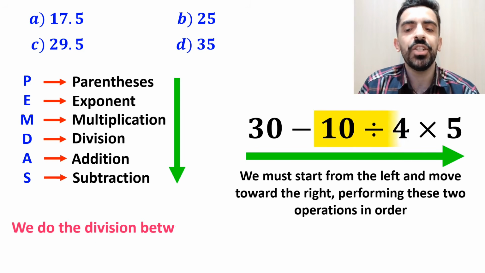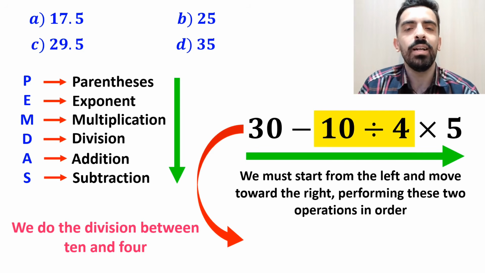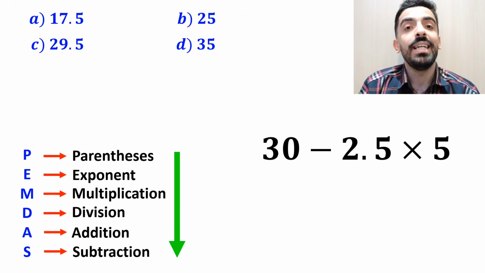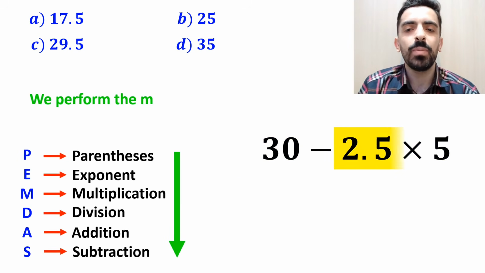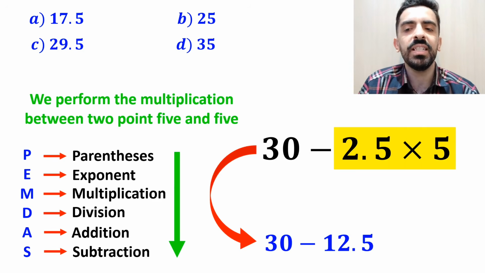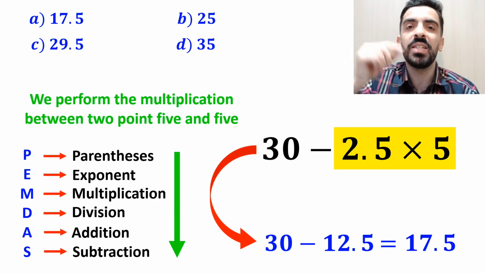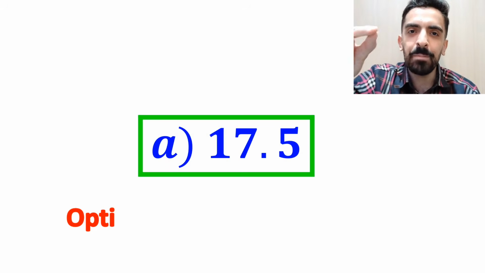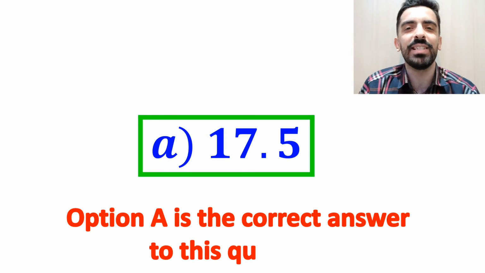So, first we do the division between 10 and 4, and this expression simplifies to 30 minus 2.5 multiplied by 5. In the final step, we perform the multiplication between 2.5 and 5, which simplifies this expression to 30 minus 12.5. And finally, the value of this expression will be 17.5. That's great. Option A is the correct answer to this question.